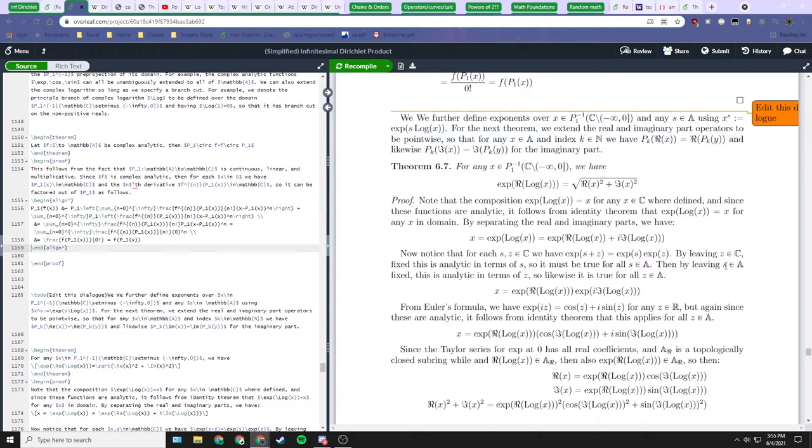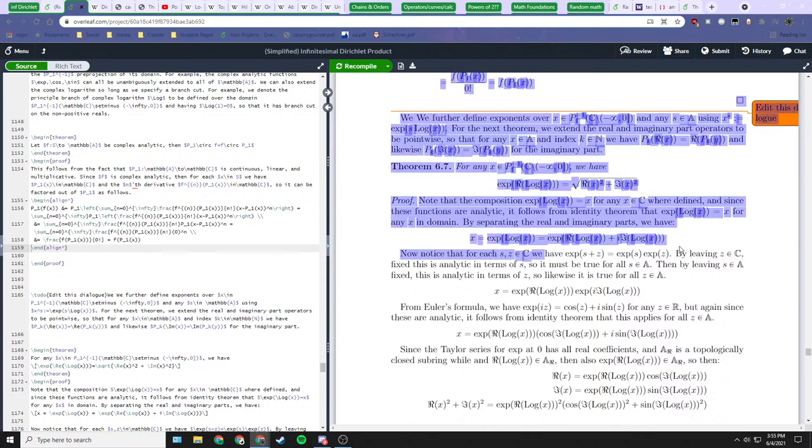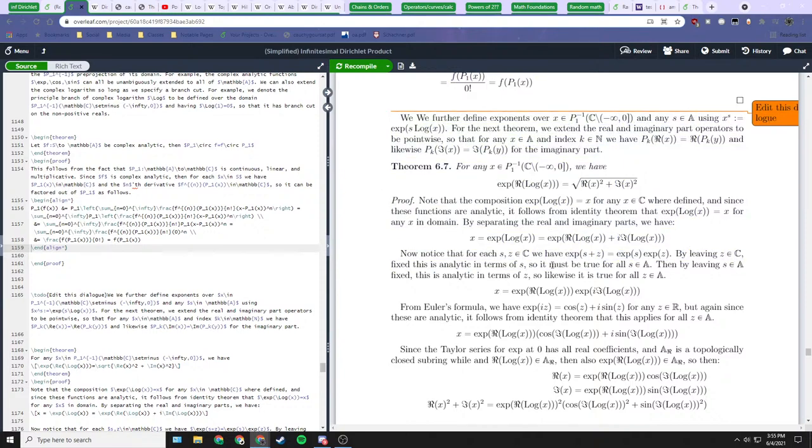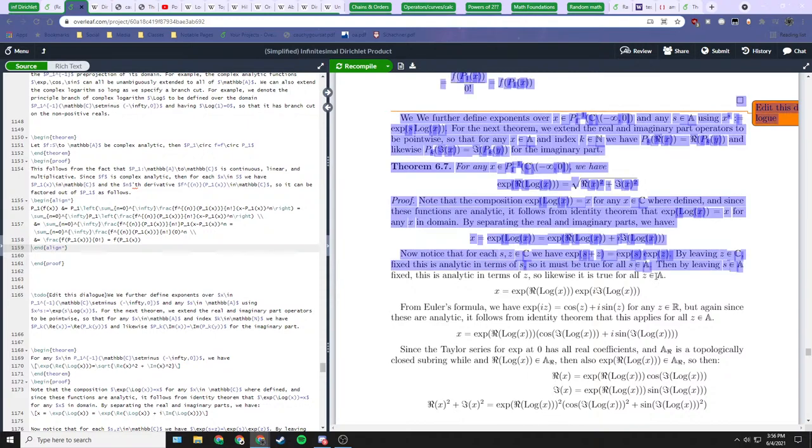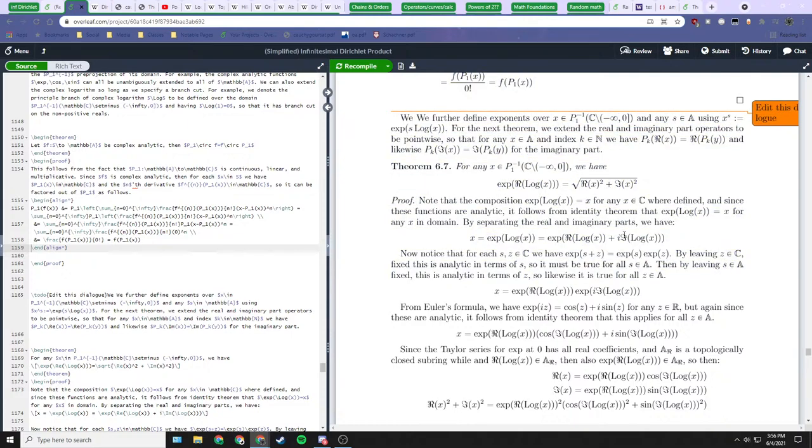But then this identity is true for all s in A and for all z in C. So we take any s in A and now we change the variables around, leave s in A fixed. This is now analytic in terms of z, so nothing has changed. It's still analytic. It's true for all z on the complex plane. So it has to be true for all z in the whole space A. So it's true for all s in A and for all z in A, which is just all pairs s and z.